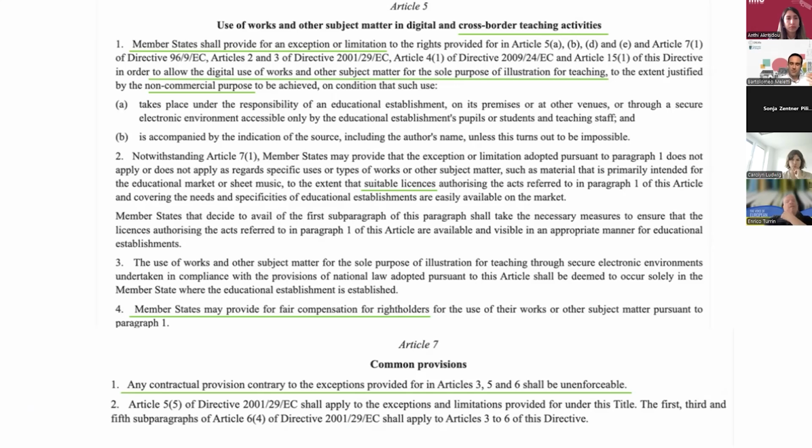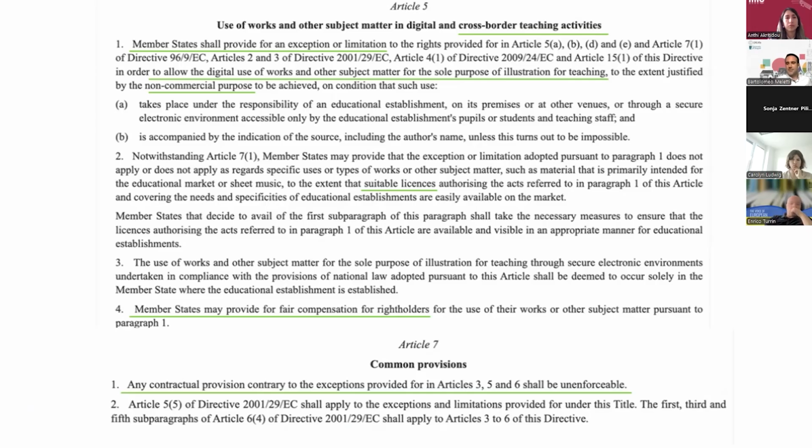If they introduce this exception, they can also say, okay, we have this exception, but we'll collect money this way to then pay the authors. And the one thing I also wanted to highlight is that this exception, like the other mandatory exceptions introduced by the 2019 directive, can't be overridden by contract. So Article 7 says that any contractual provision contrary to these exceptions can't be enforced.